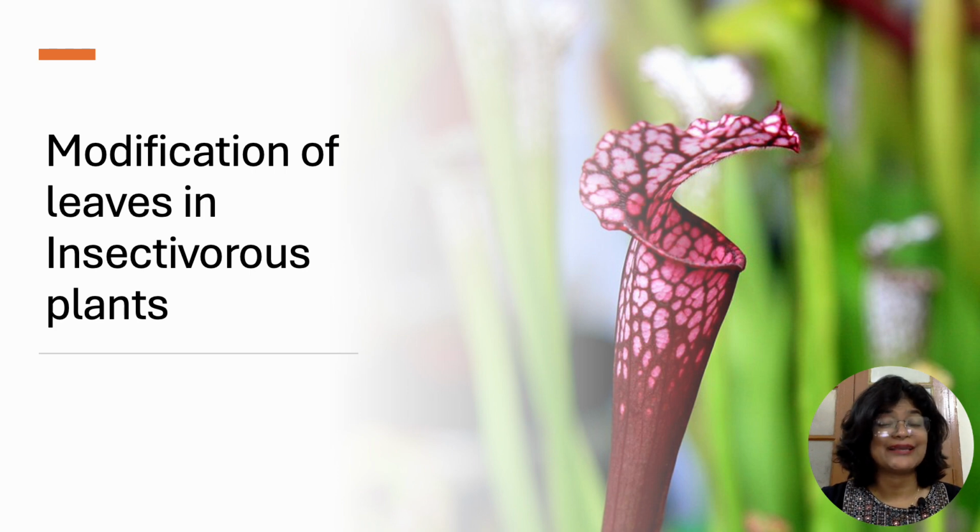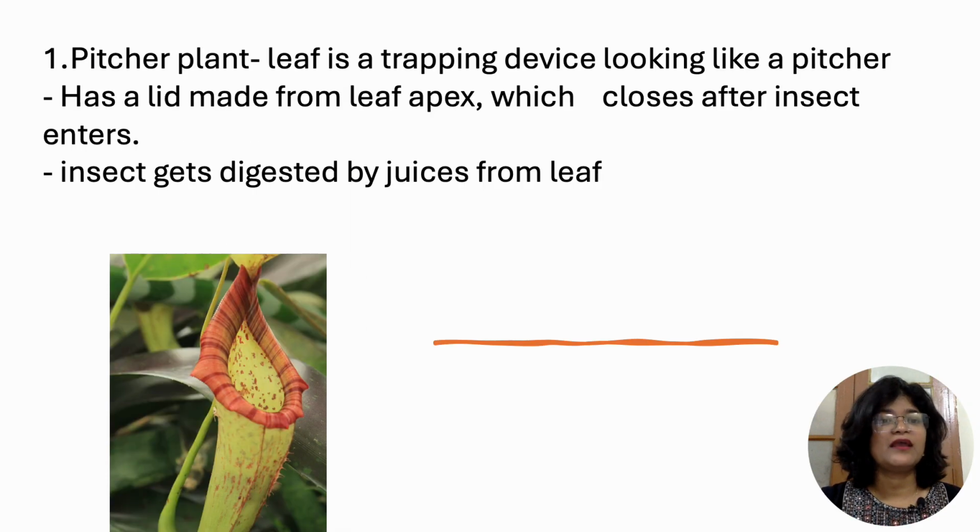Modification of leaves in insectivorous plants. Pitcher plant, the leaf itself is a trapping device. It looks like a pitcher and has a lid made from the leaf apex and it closes soon after the insect enters. The insect then gets digested by the juices from the leaf.